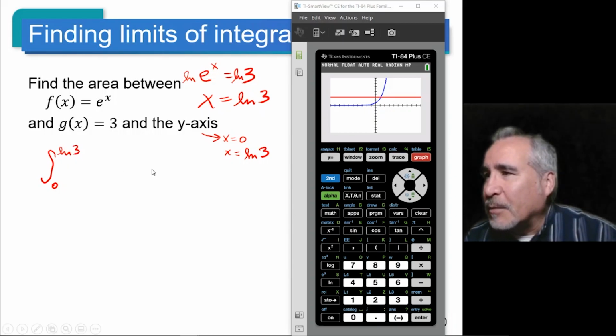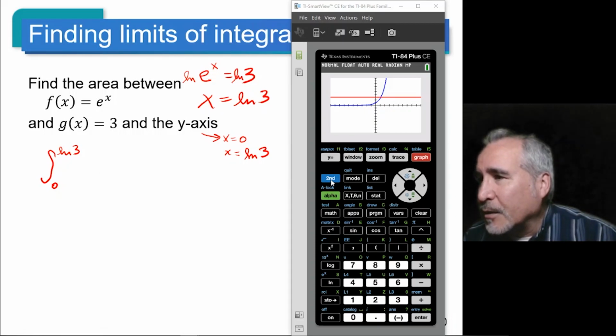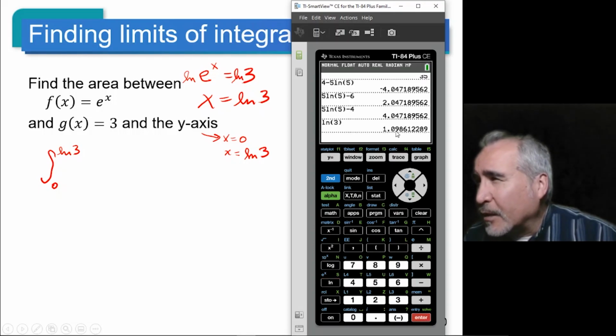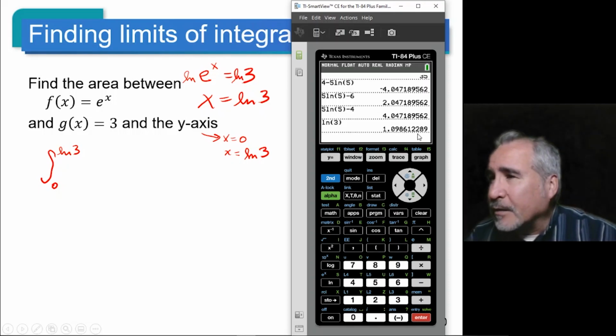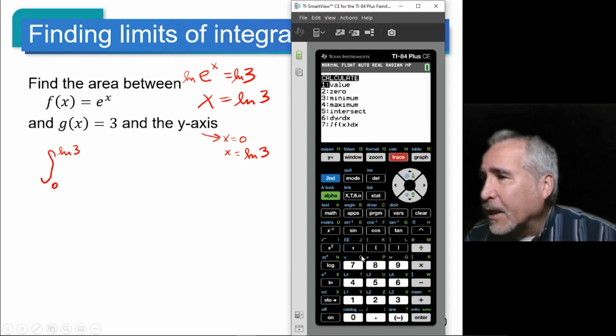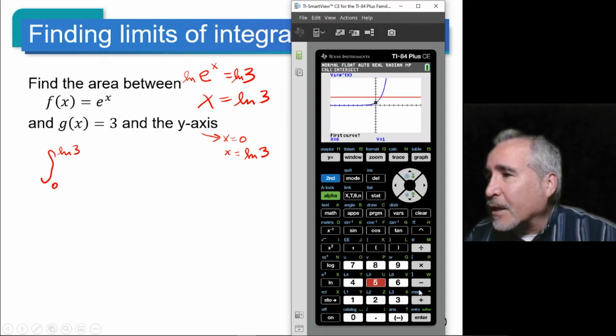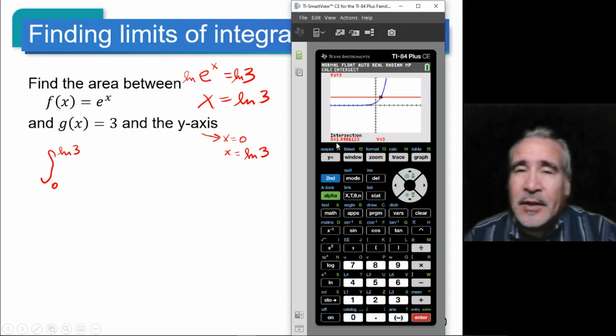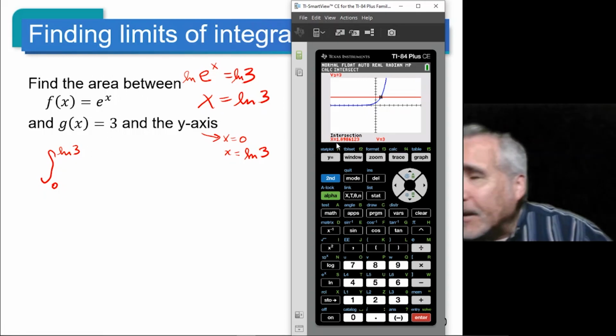Natural log of 3 is just a number. Let me plug it in here to show you. Natural log of 3 is 1.09861, and so forth. We're going to come back here. Watch what happens. Just remember 1.09. We'll come back to it. Number 5, we're going to actually find the intersection. So the first curve, hit enter. Second curve, hit enter. And then for our guess, we hit enter. And it finds the intersection at 1.0986123.